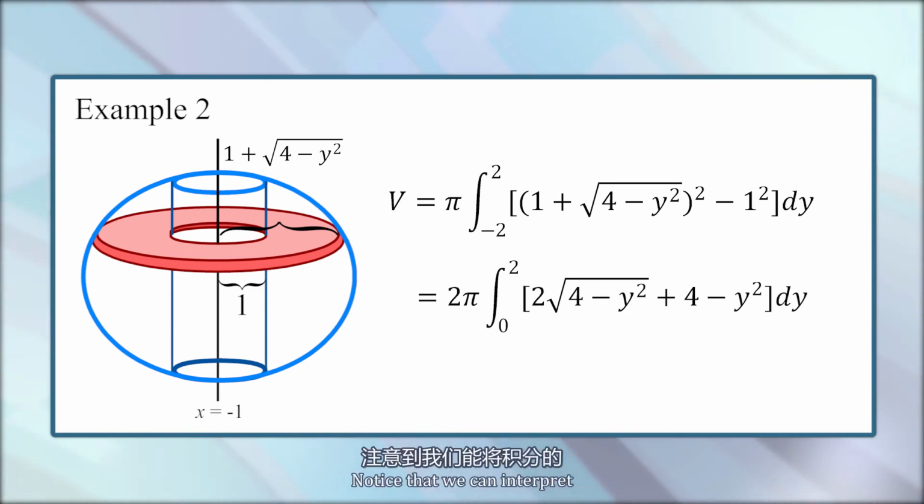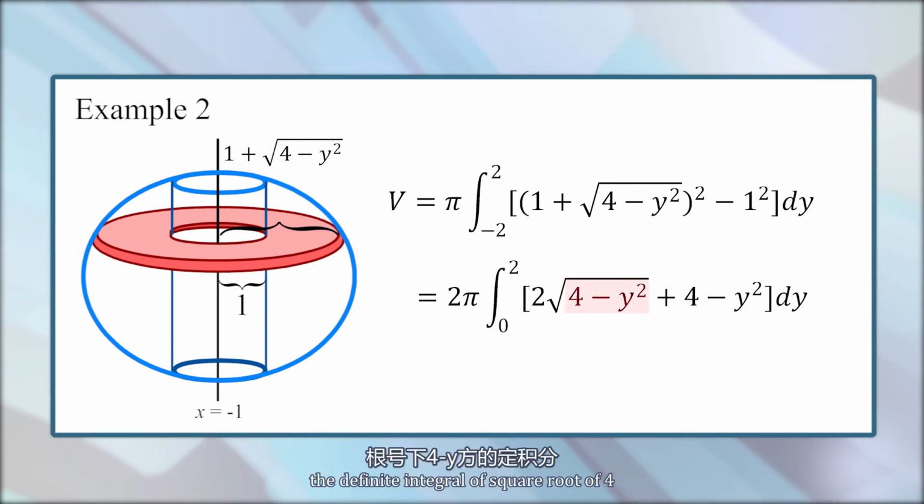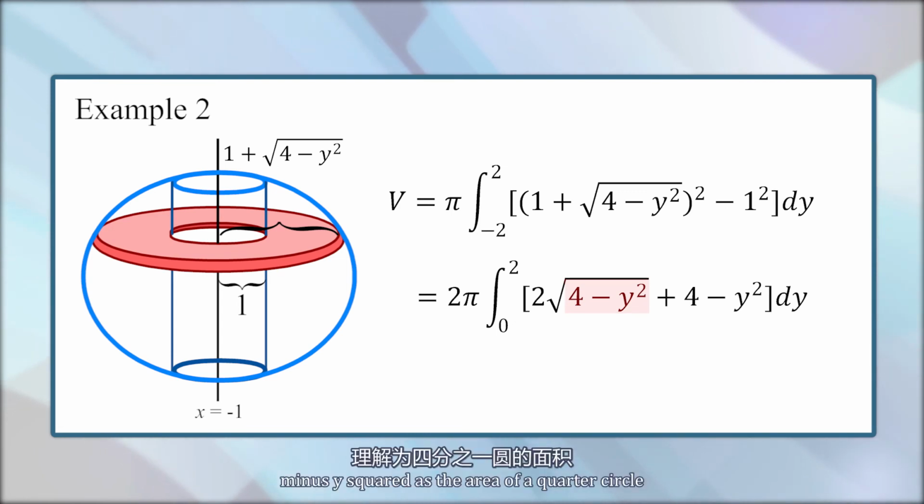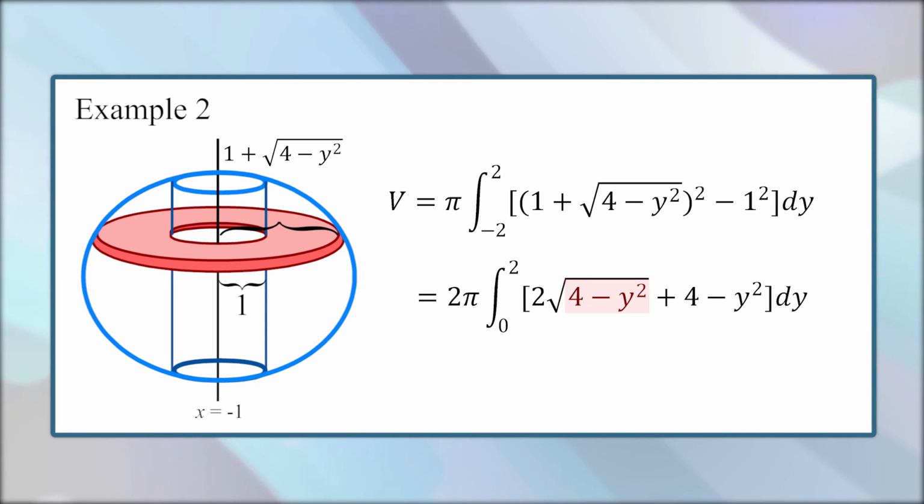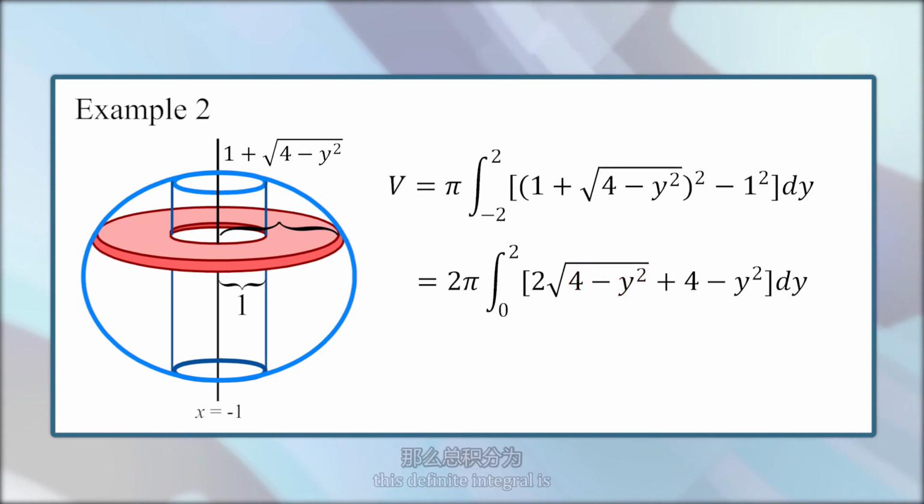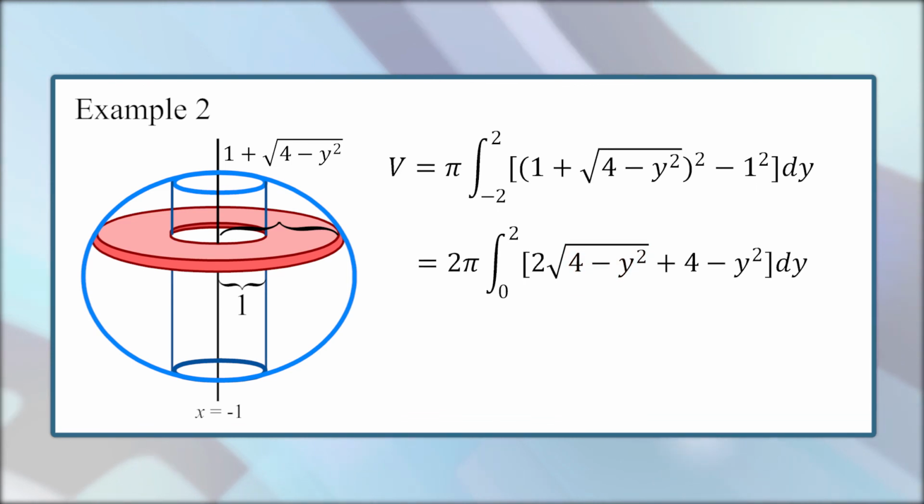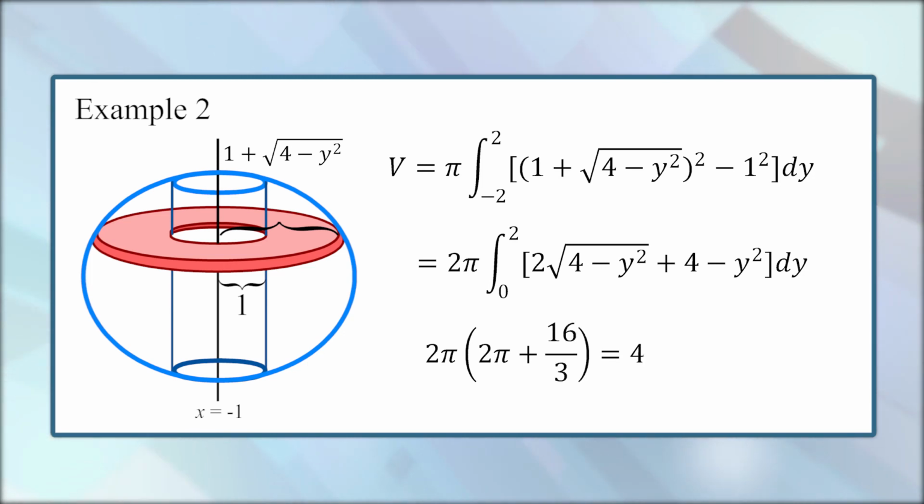Notice that we can interpret one factor of the first integral, the definite integral of the square root of 4 minus y squared, as the area of a quarter circle. So it's pi. And the total value of this definite integral is 2 pi times (2 pi plus 16 over 3). And we can simplify the answer like this.